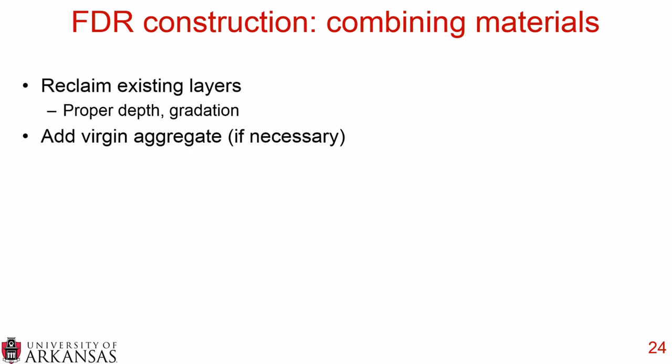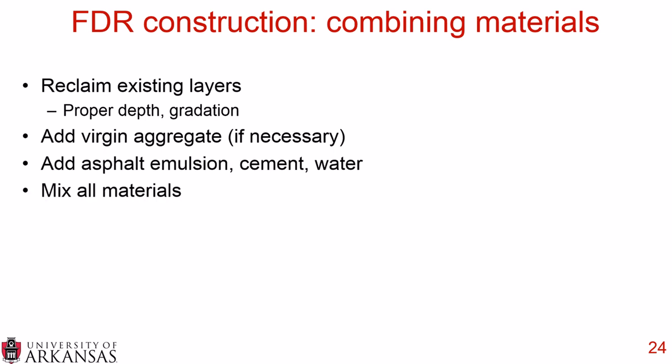Now for construction of FDR, you want to reclaim the existing layers, so you want to make sure you're getting to the proper depth, and because it's partially bound material, you want to make sure you're getting the proper gradation for that bound material as it gets processed in the drum. You may need to add virgin aggregate in order to modify the gradation slightly. That's done during the mix design process, and if it is in fact needed, then you need to place that on the road before you start reclaiming. You add your asphalt emulsion, your cement, and your water. You mix all these materials together.